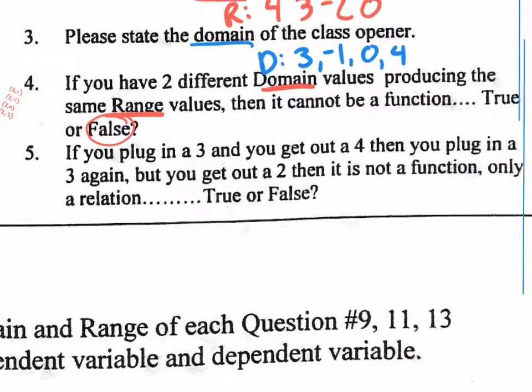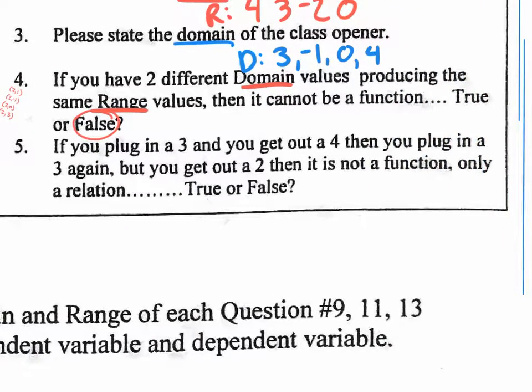Number 5, if you plug in a 3 and you get out a 4, then you plug in a 3 again, but you get out a 2, then it's not a function, it's only a relation. True or false? That's true. That's what determines whether it's a relation or a function. You plug in a number, you get out an answer. You plug in that same number, you better get out that same answer.